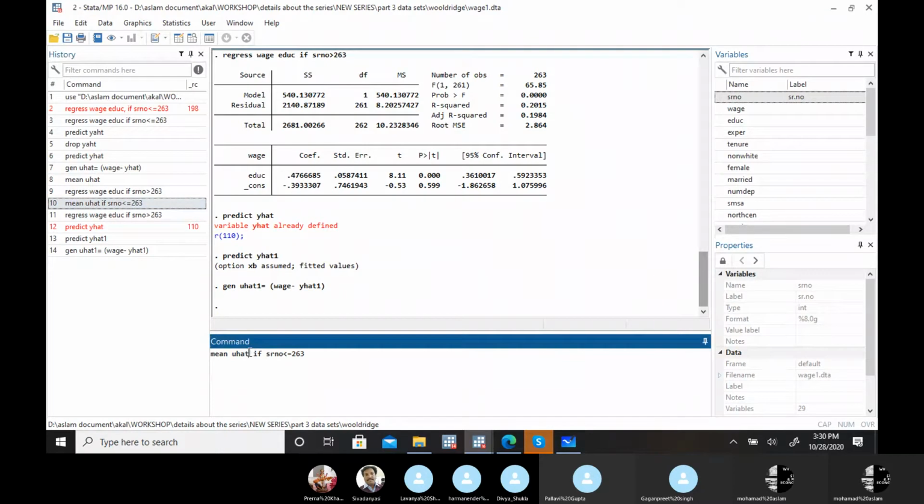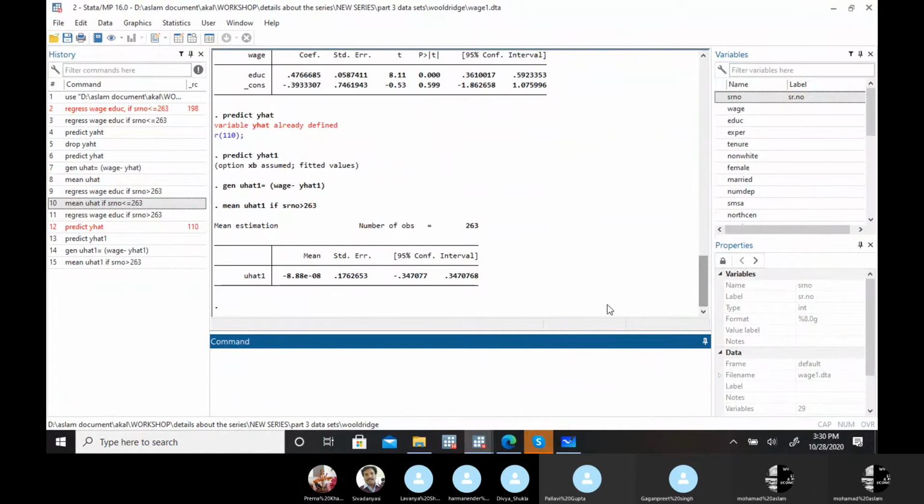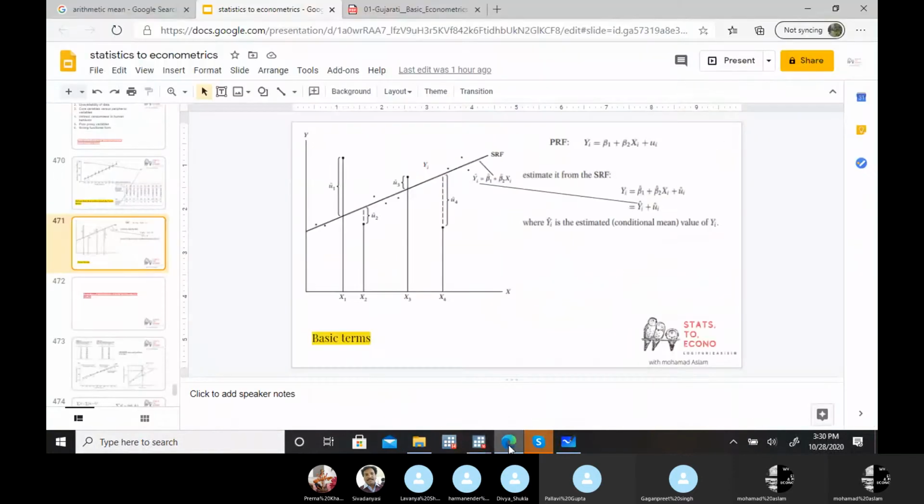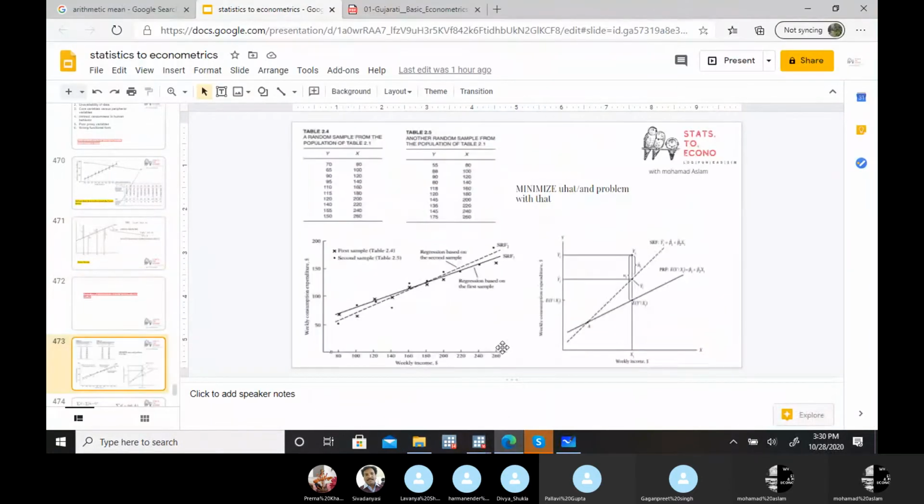And take the mean of this u hat 1 if it's greater than 263. So again, you can see this is a nearby 0 value. So now both of your sample regression functions are giving you a nearby 0 value of summation u hat, this average u hat. So how can you find which sample regression function is better to give a better picture of the population regression function? So this was the initial problem with this actual summation, means absolute summation of the u hat.